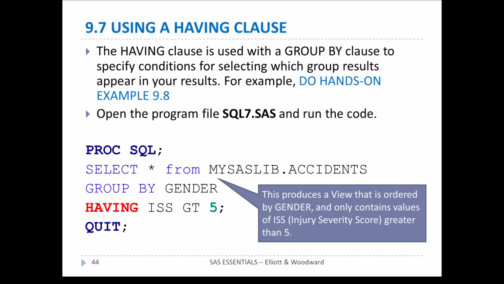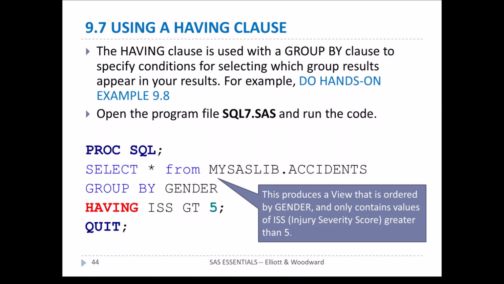Now let's look at this using a having clause. The having clause is used with a group by clause to specify conditions for selecting which group results appear in your results. So again, we have a group by clause. For instance, in the previous case, we had group by brand, but what if we didn't want to display all the brands? Then we can also add a having clause that would give us an additional selection.